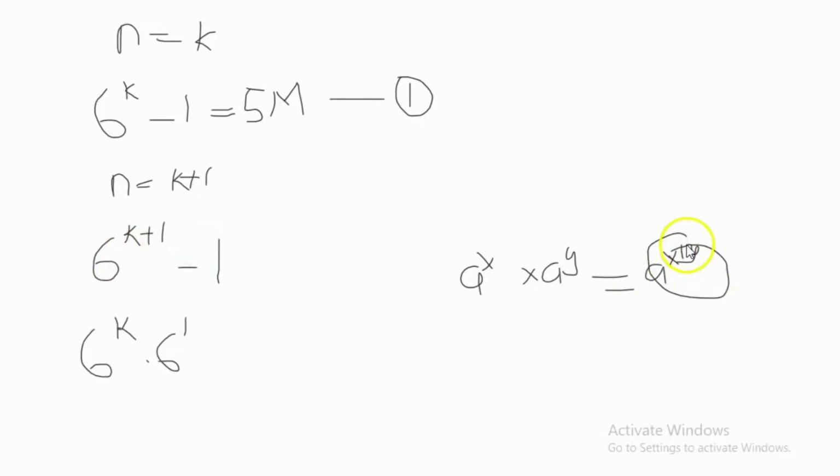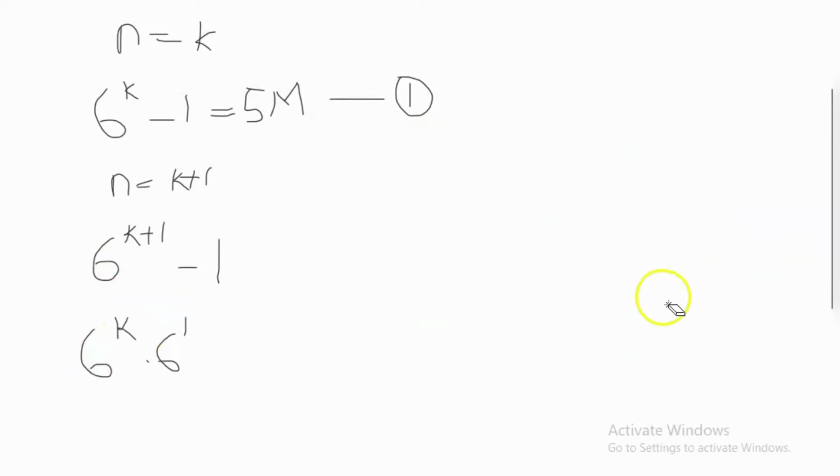So this was our original equation, then we just converted it to this, hence this. So that's just indices. Okay, so we have 6 to the power of k multiplied by 6 to the power of 1. Then we have minus 1. Okay, so we're done with this.